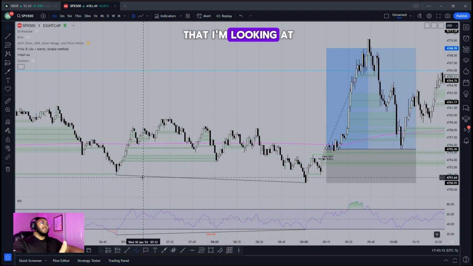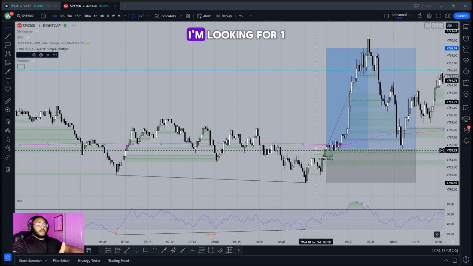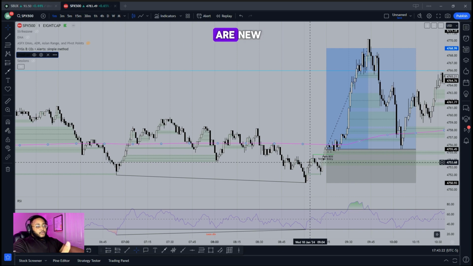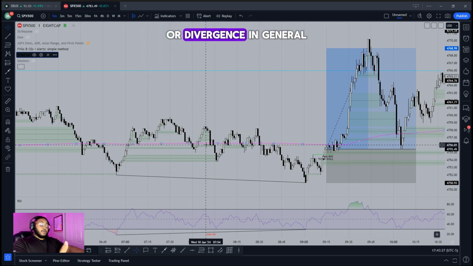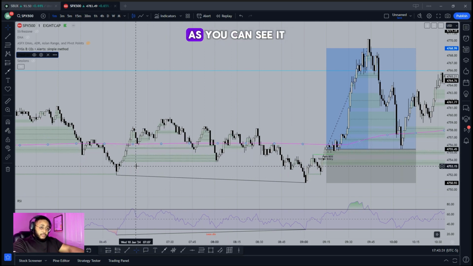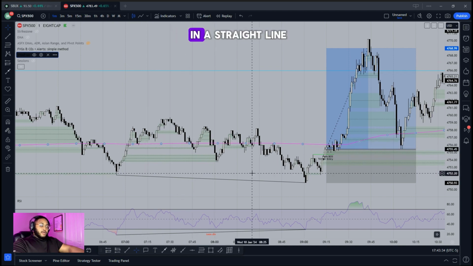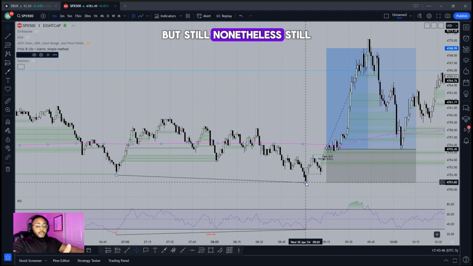So the next thing that I'm looking at, once price action comes down to the anchor VWAP, this pink line that I have, is 1 minute divergence. For the people that are new, divergence in general is when price, in this case, is moving down. As you can see, it doesn't move down in a straight line because price action is non-linear, meaning it'll move in segments, but still nonetheless go down.